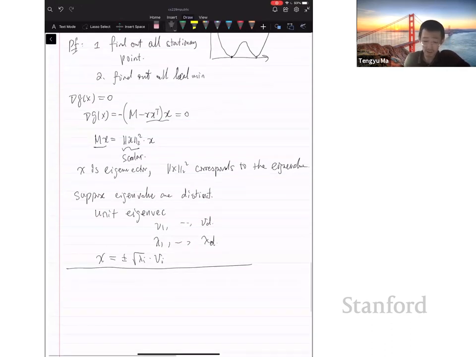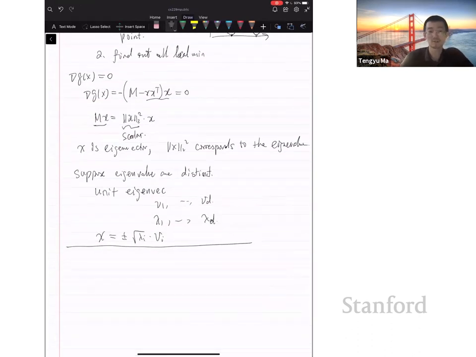So, and also we don't necessarily want to assume all the eigenvalues are distinct. So there's a small thing to be done regarding that as well. So let's compute the Hessian, right? So we need to use the Hessian.